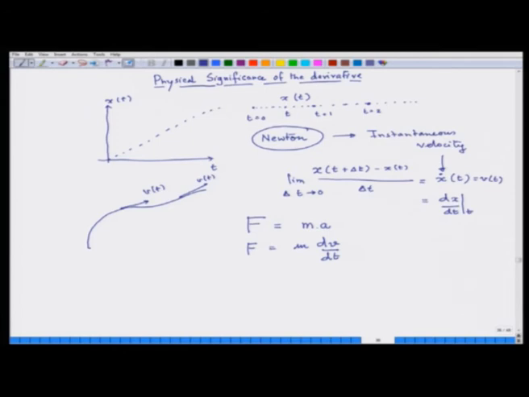Now, because V is again dx/dt, you can write this as m times d/dt of dx/dt. So basically this is the second derivative. So the force is mass into the second derivative of the distance with respect to time. So sometimes it is also written as m x double dot of t.